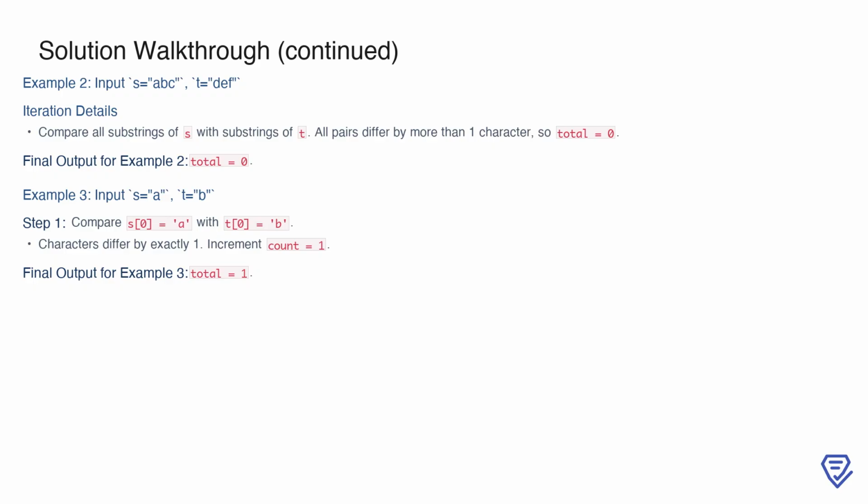In the third example, we use the smallest possible strings, s equals a and t equals b. Comparing their only characters, s[0] equals a and t[0] equals b, we find that they differ by exactly one character. This qualifies as a valid substring pair, so we increment the count by 1. There are no other substrings to consider, and the final output for this example is total equals 1.